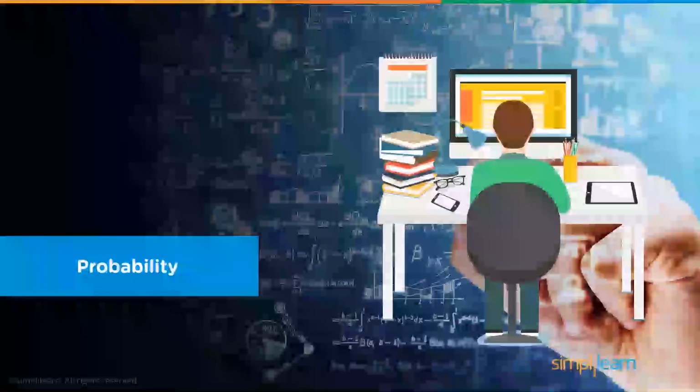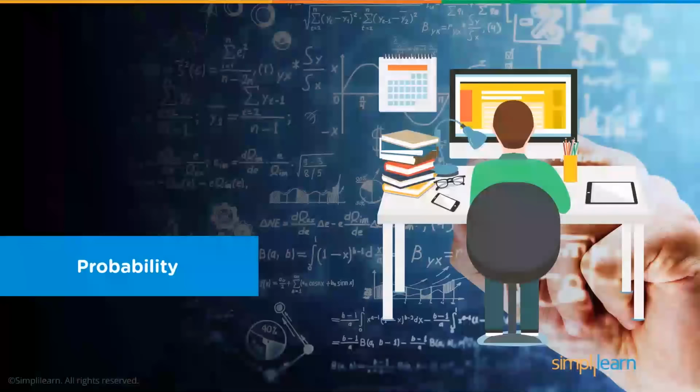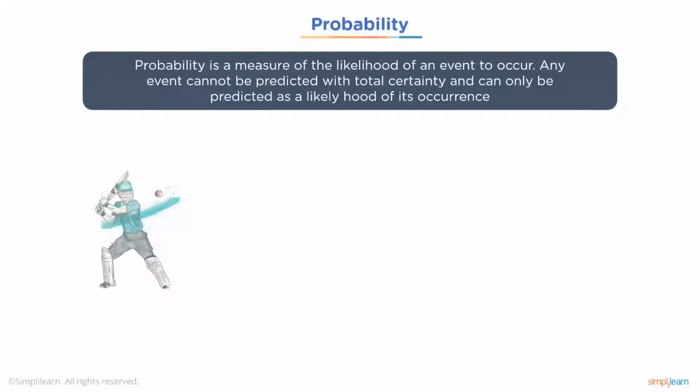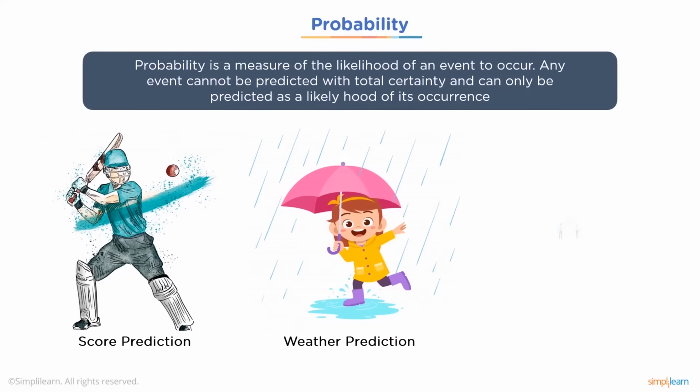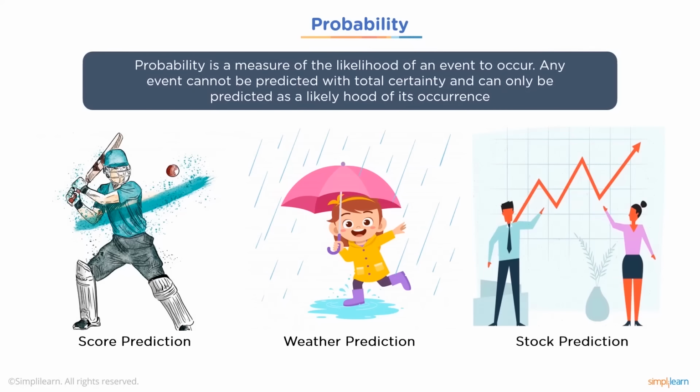So we touched upon hypothesis, and we're going to move into probability. So you have your hypothesis. Once you've generated your hypothesis, we want to know the probability of something occurring. Probability is a measure of the likelihood of an event to occur. Any event cannot be predicted with total certainty. It can only be predicted as a likelihood of its occurrence.